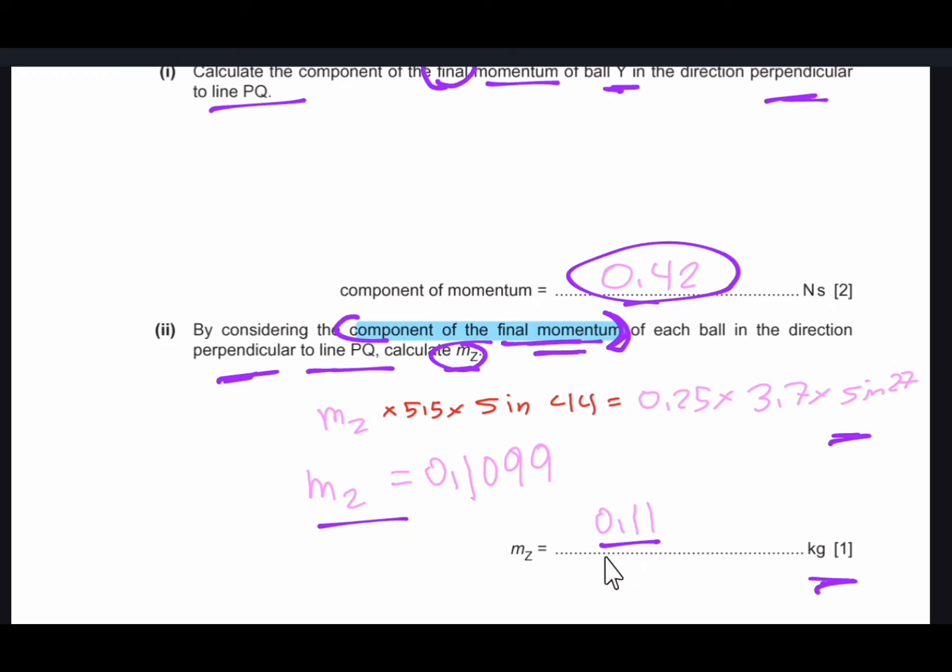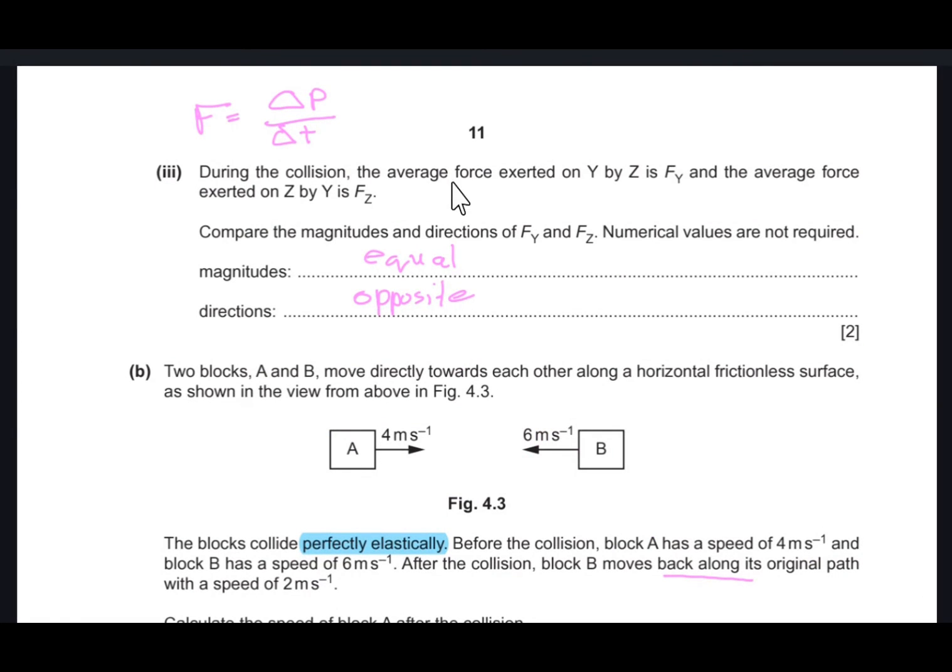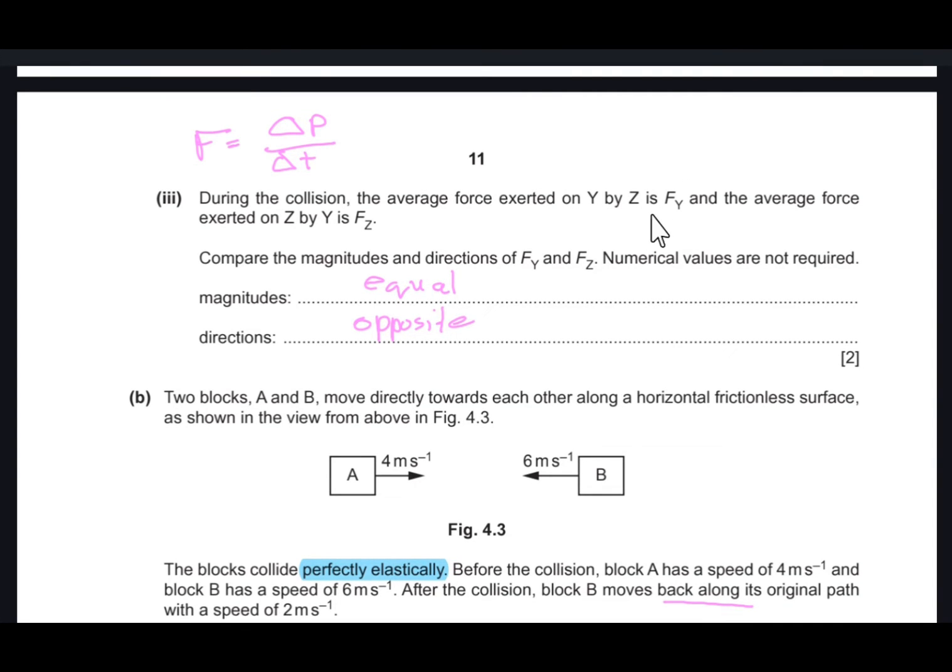0.11 kilogram. During the collision, the average force exerted on Y by Z is Fy, and the average force exerted on Z by Y is Fz. Compare the magnitude and the direction of Fy and Fz. Numerical values are not required.